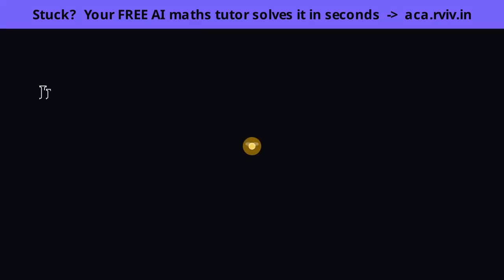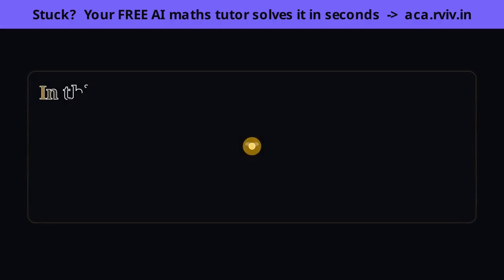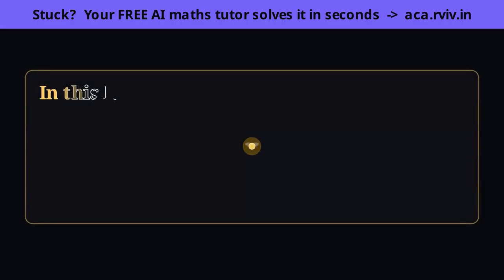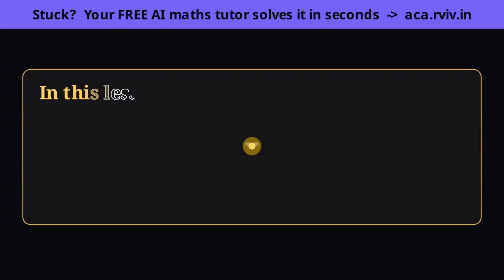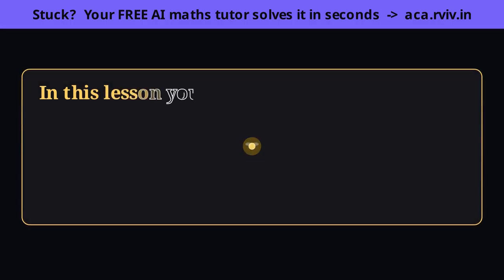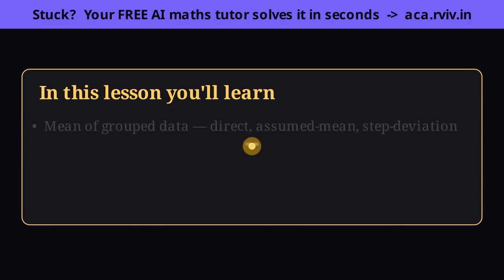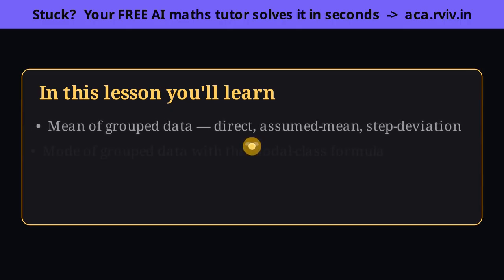Welcome to Chapter 13, Statistics. When data is too large to list, we group it into class intervals and describe the whole crowd with a single central number. You'll learn to find the mean of grouped data three ways: the direct method, the assumed mean shortcut, and the step deviation shortcut, then the mode using the modal class formula, and the median using cumulative frequency.